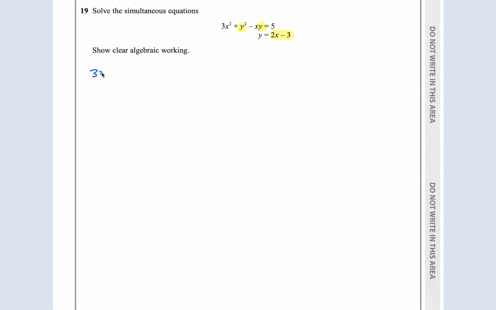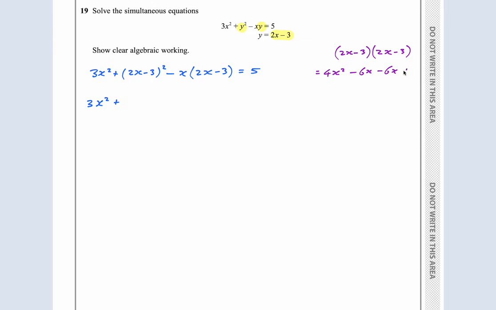So we have 3x squared plus, instead of y squared, I'm going to put 2x minus 3 squared. That's y squared. Minus x times, instead of y, 2x minus 3. And this equals 5. So that's this equation, but instead of y, we've put this. Okay, this then becomes 3x squared plus 2x minus 3 times 2x minus 3, guys. If you want to do it at the side, 2x minus 3 squared is 2x minus 3 times 2x minus 3. 2x times 2x is 4x squared minus 6x.